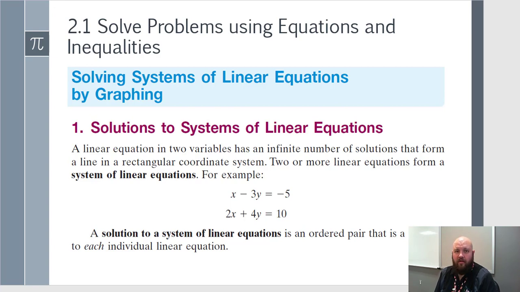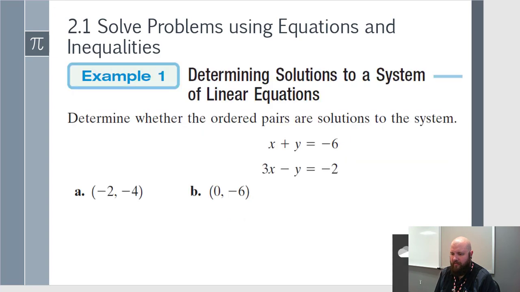There's a lot of verbiage right there, but the main thing is you'll see what's going on. Don't be lost yet. So, moving forward with this, we are simply going to take these equations and see if these points actually work, or these values for x and y. So determine whether the ordered pair is a solution in the system. So again, we have x plus y equals negative 6, and 3x minus y equals negative 2.